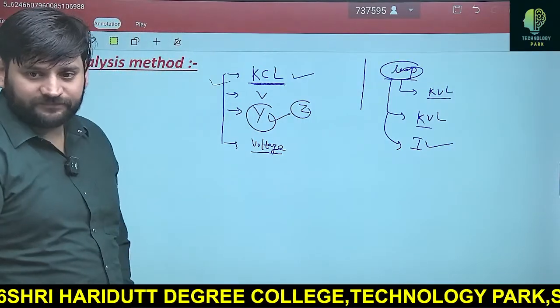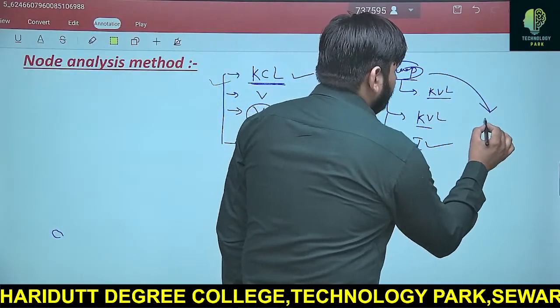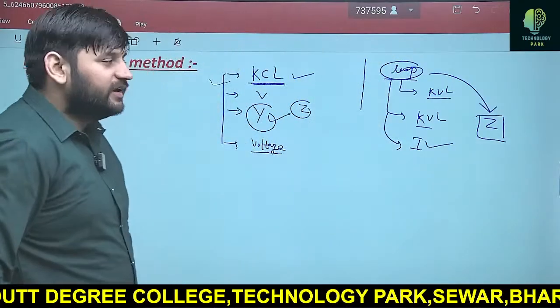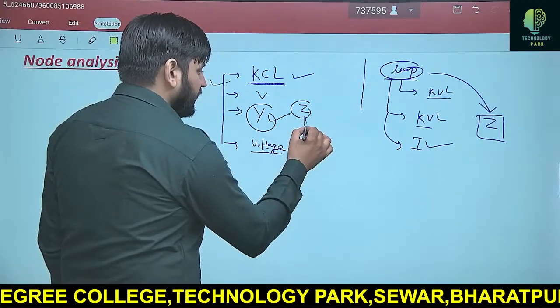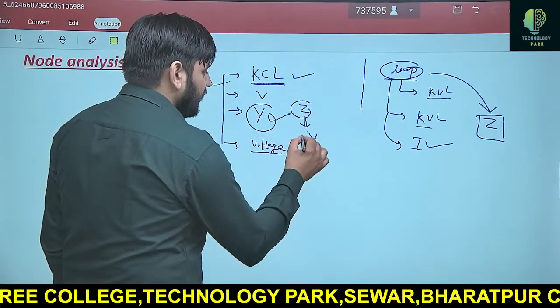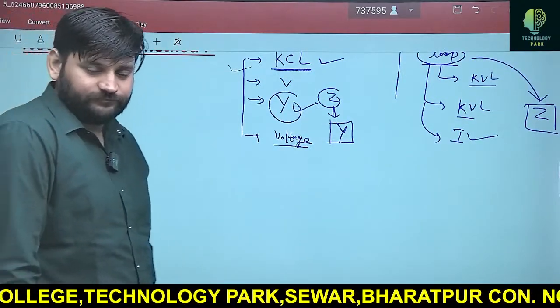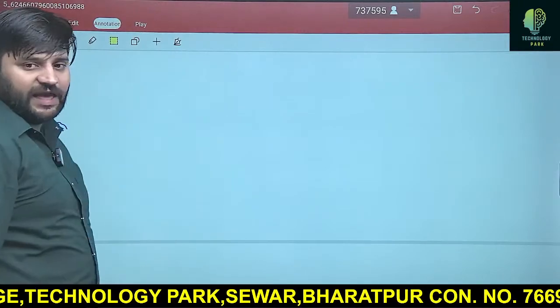Is that clear? Loop analysis method, we use impedance, but node analysis method, we use place of impedance is admittance. Is that clear? So now we study node analysis method.